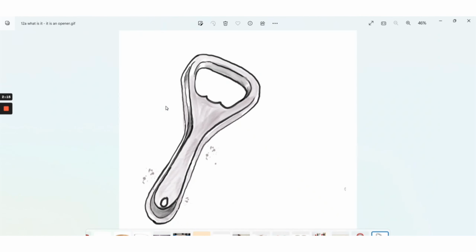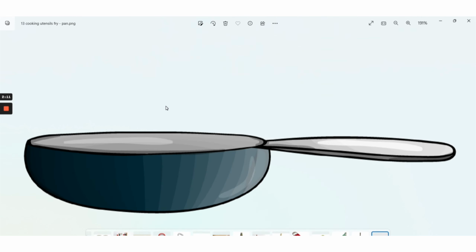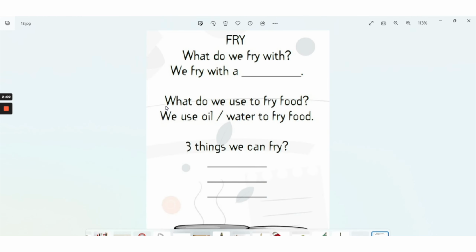So when we're talking about cooking methods, we will be discussing, for example, boiling, frying with a pan. This is in the book. You can tell the students first to fill in the exercise in the book. So what do we fry it with? We fry with a pan. The students will write the word.